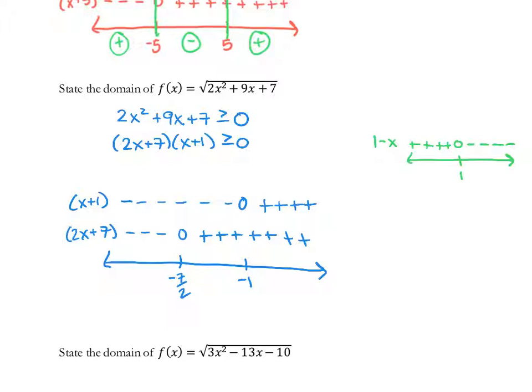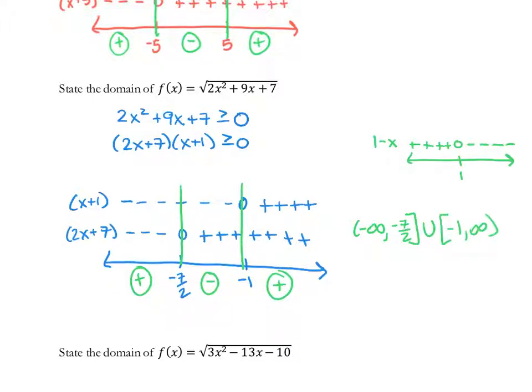So all the way on the left, I have a negative times a negative, that's a positive. In the middle, I have a negative times a positive, that's a negative. And all the way over on the right, I have a positive times a positive, which is a positive. My domain then is from negative infinity up to negative 7 halves, including, and then also negative 1 to positive infinity.